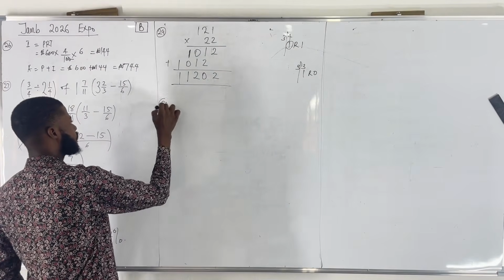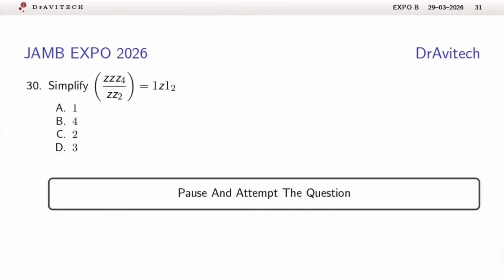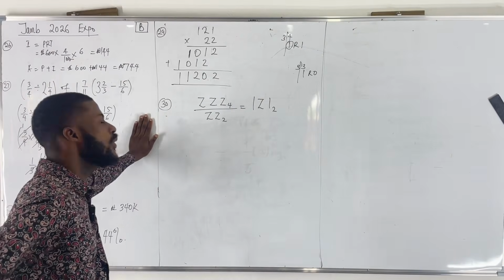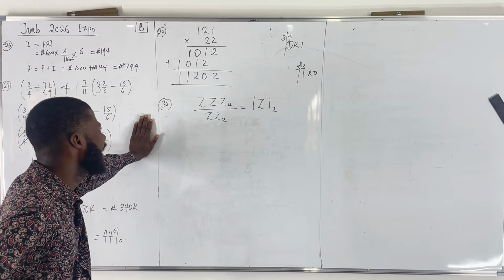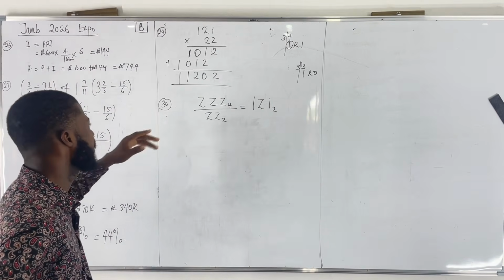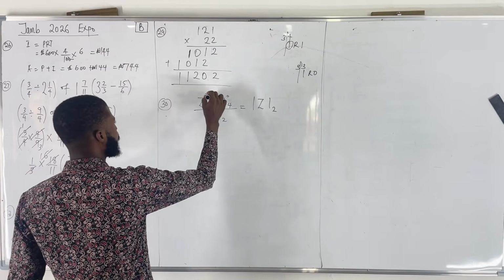Question 30. Question 30 says, simplify. I think that should have been solved. So you have to solve z base 4 divided by z squared equal 1z1 base 2. I know that some of you just see this question and you're just going to the next one. You won't even bother stressing yourself for it. Well, let's solve it. So let's convert this to base 10.